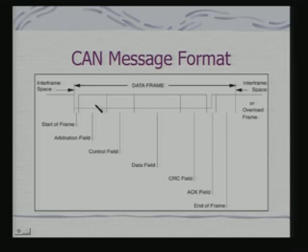This is the basic message format. In fact, this format gives you the features of the data link layer, not just the physical layer. So, there is a data frame. You have typically the start of frame, arbitration field, control field, data field, CRC field to take care of error checking, acknowledgement, and there is an end of frame. This is a typical CAN message format.